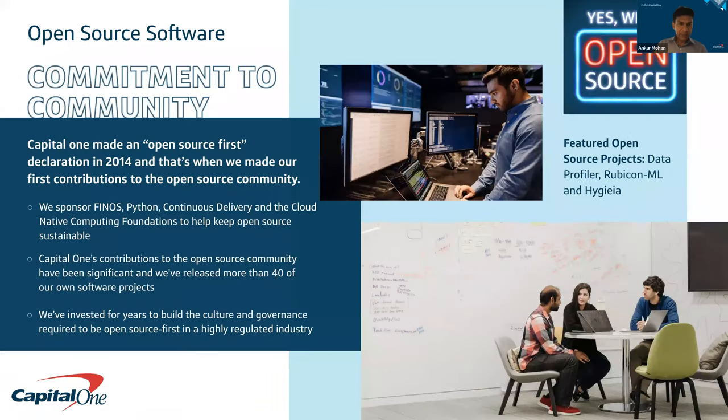Before proceeding further, let me take a moment to mention Capital One's commitment to the open source community. Capital One made an open source first declaration in 2014, and that's when we made our first contributions to the open source community. We sponsor FinOS, Python, continuous delivery, and the Cloud Native Computing Foundations to help keep open source sustainable. Capital One's contributions to the open source community have been significant, and we have released more than 40 of our own software projects. We have invested for years to build the culture and governance required to be open source first in a highly regulated industry.